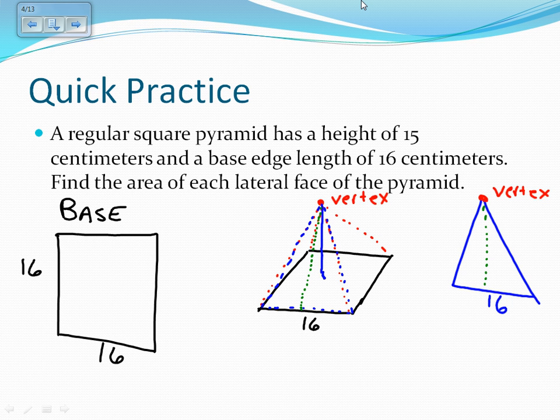Now, the last thing we need to do is connect to this green line, the middle of the base of the triangle. So this green is the slant height. So this is the side of the pyramid. Yes, it's the front piece of the pyramid. But it doesn't matter because they're all the same.